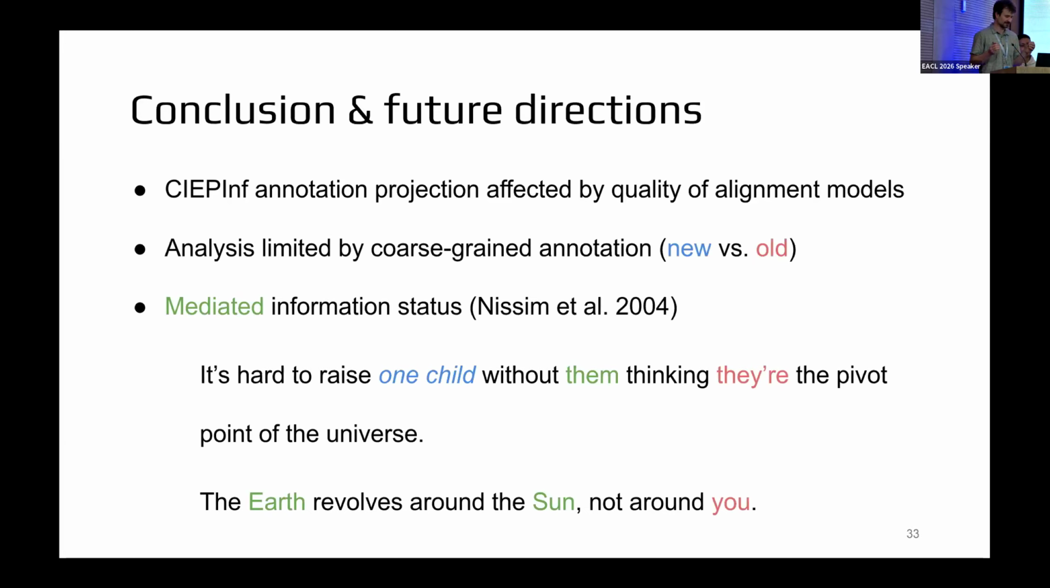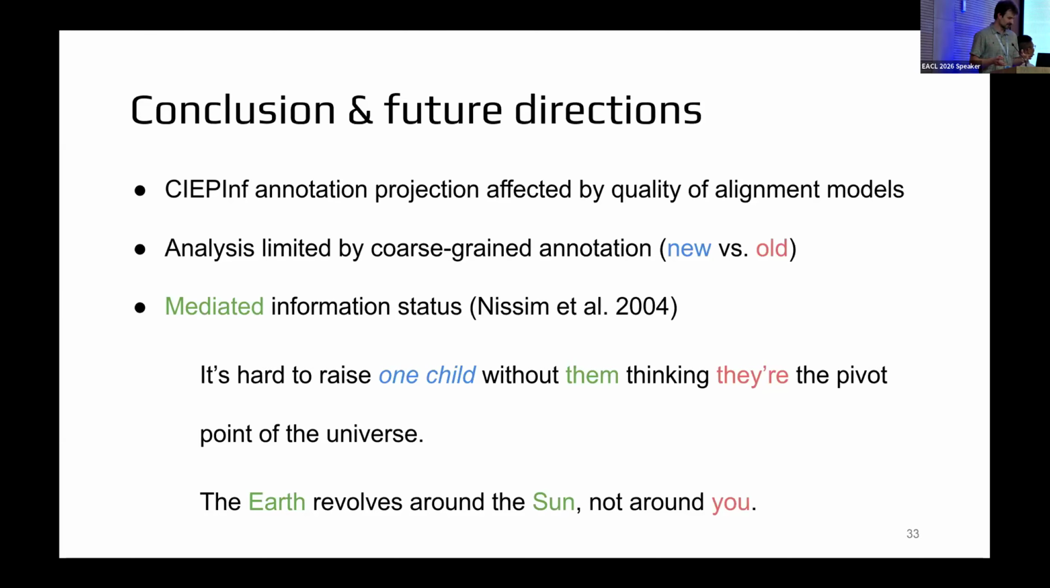It means that the mention of an item, for example, is facilitated by an item that preceded it. As an example, "It's hard to raise one child without them thinking they are the pivot point of the universe." This is taken from the paper directly. So here "one child" is new, "them" would be mediated, and then "they" would be given, because it's referring back to "them" and is already introduced.